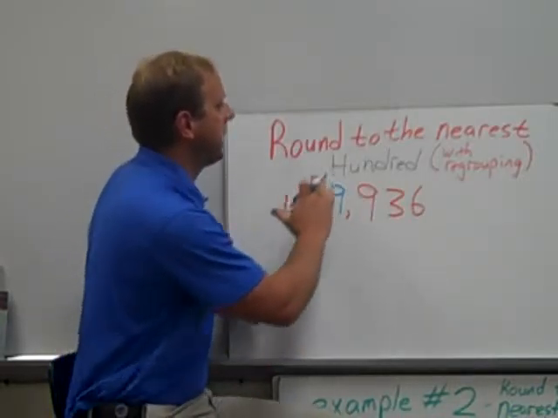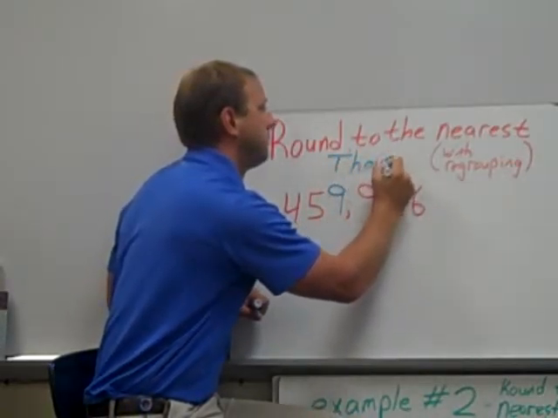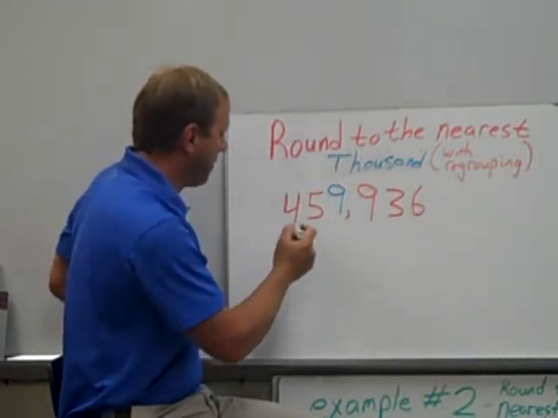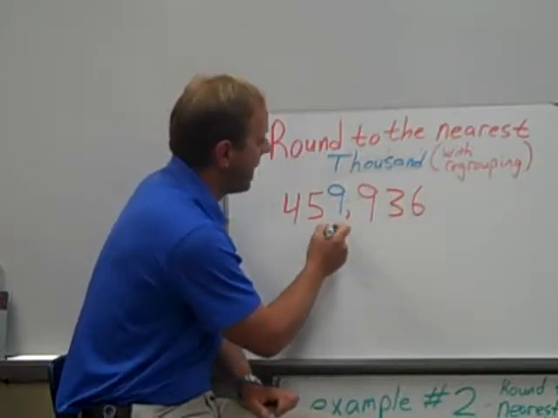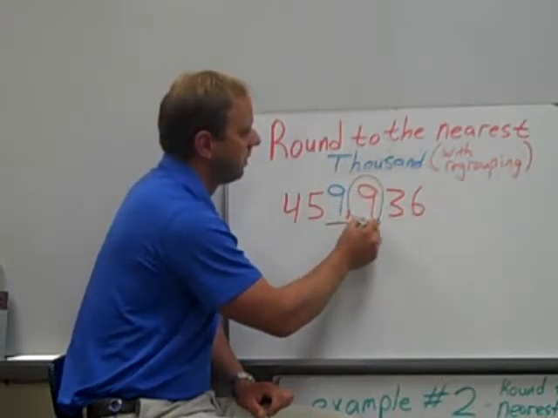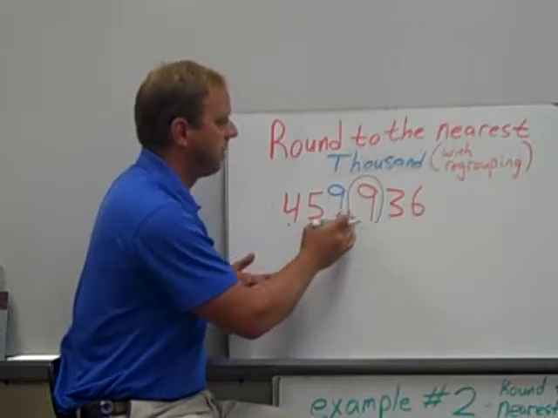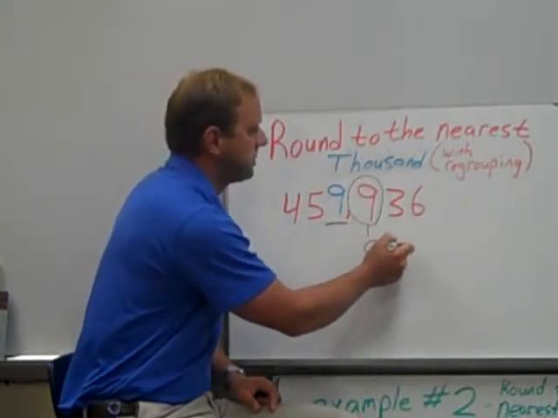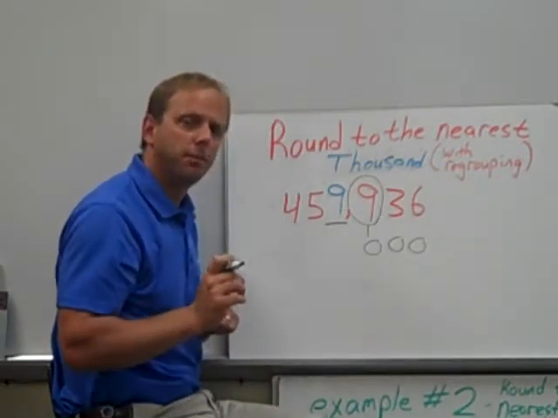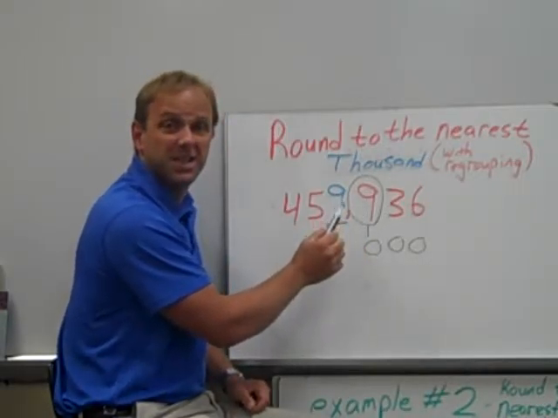Alright, rounding to the nearest, let's fix this again, the nearest 1,000 with regrouping. I will go ahead and underline the value that I'm rounding to, the thousands place. I will circle the next lowest place value. Just remember these steps. Underline, circle, change to zeros. And now, this is the part where you make the decision. But watch what happens on this example. This is 5 or above. It tells me to round up.